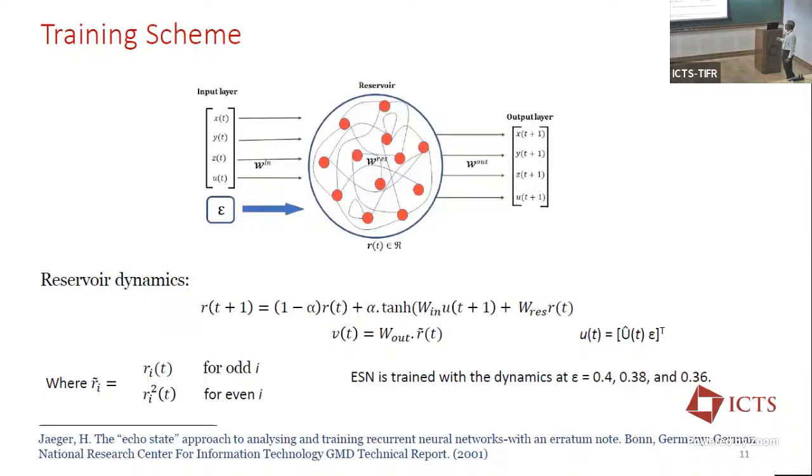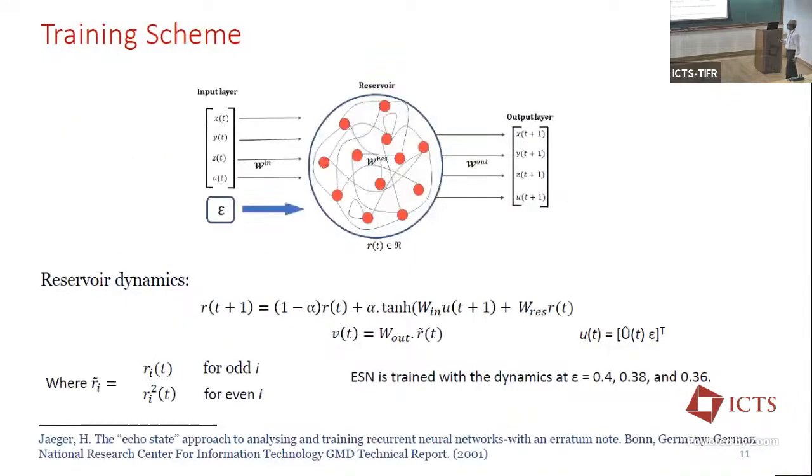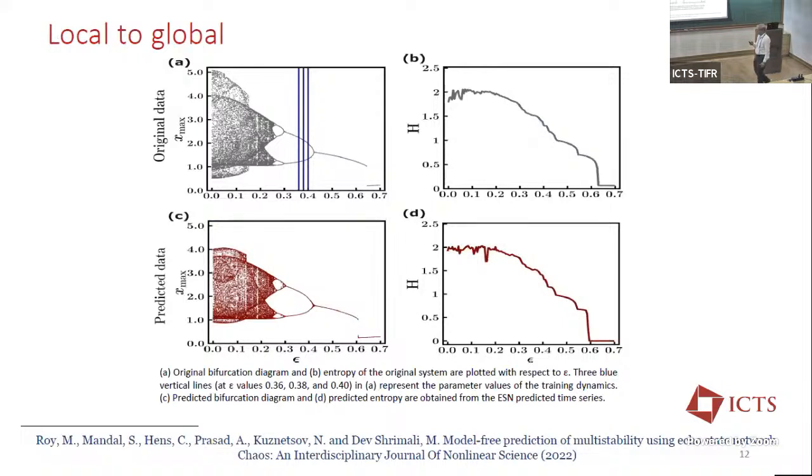So we use this parameter-aware reservoir, where we input epsilon along with the state variables of the system. In addition to the four inputs x, y, z and u, we also give epsilon as an input to the system. We do the training in the period 2 region for three different epsilon values, and we try to predict the entire bifurcation diagram, and you can see that the predicted bifurcation is a very close approximation of the original one.